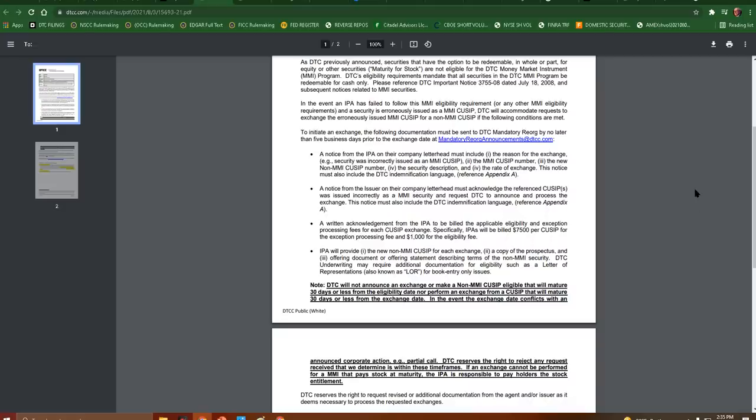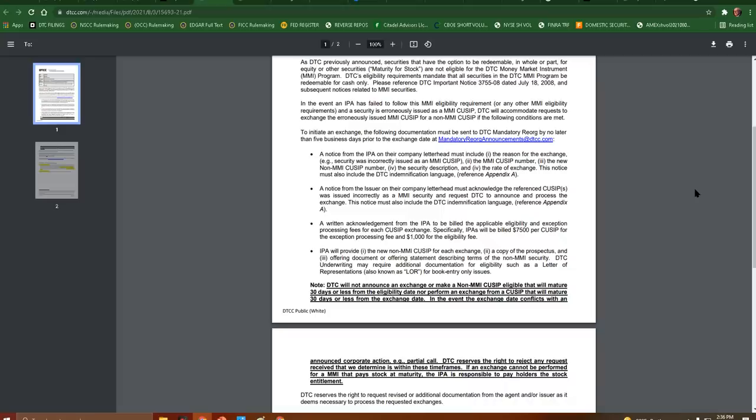A notice from the IPA on their company letterhead must include: number 1, the reason for the exchange, for example, the security was incorrectly issued as an MMI CUSIP; number 2, the MMI CUSIP number; number 3, the new non-MMI CUSIP number; number 4, the security description and the rate of exchange. This notice must also include the DTC indemnification language.